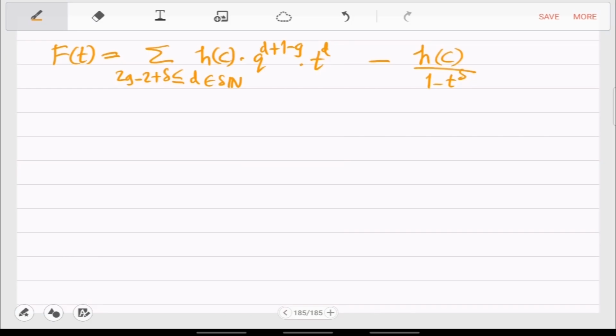Okay. Yeah, and then we can just continue. So let's take out HC, q raised to 1 minus g, and get to qt raised to d. That's the geometric progression part here. Same conditions as before.